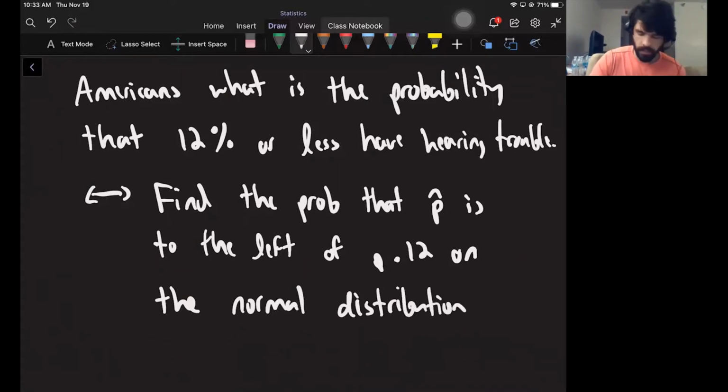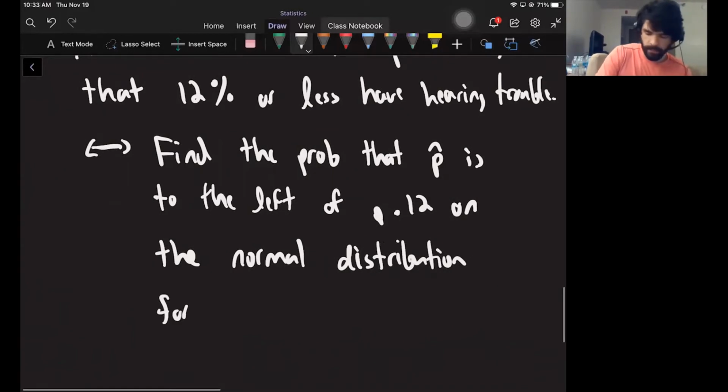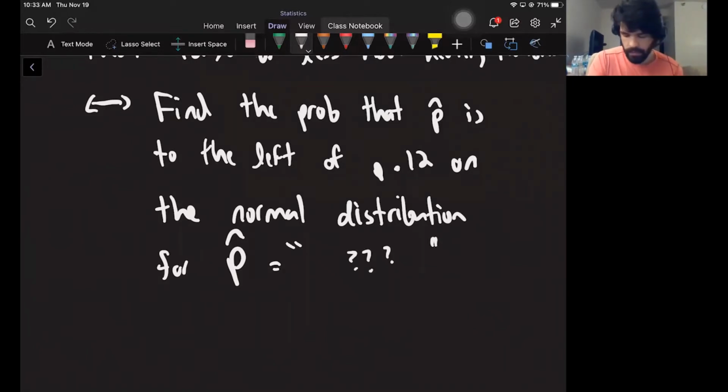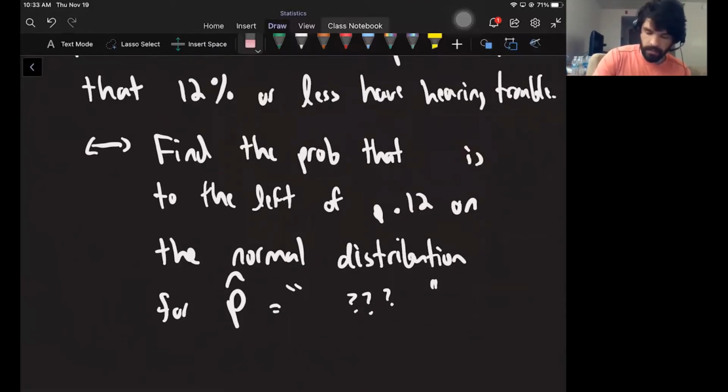But there's going to be some normal distribution for capital P hat, which has to do with sample proportions. I'll fill this in later, but I'm just comparing it to previous stuff. So this should be a capital P hat to compare it to capital X bar, and this is a specific little p hat to compare it to little x bar from last time.